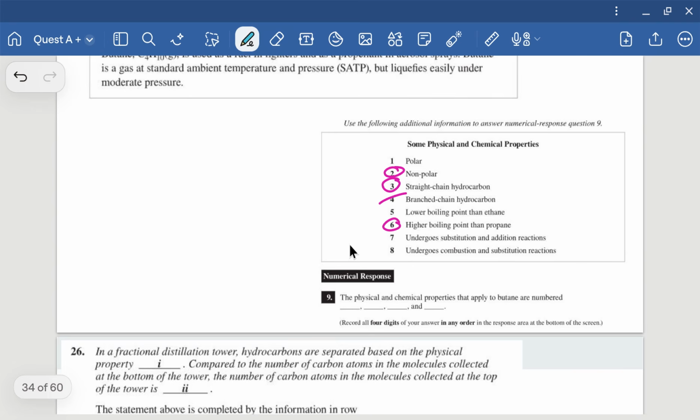And lastly, it can undergo substitution, and addition? It could undergo substitution, but not addition because we don't have a double bond, but it can definitely undergo combustion. So this is 2, 3, 6, 8.